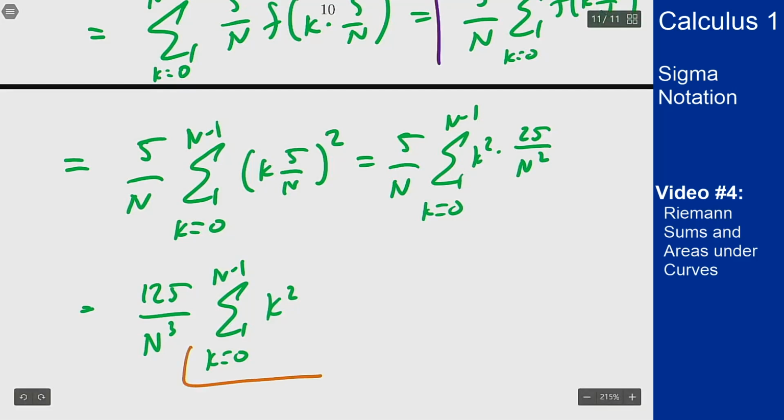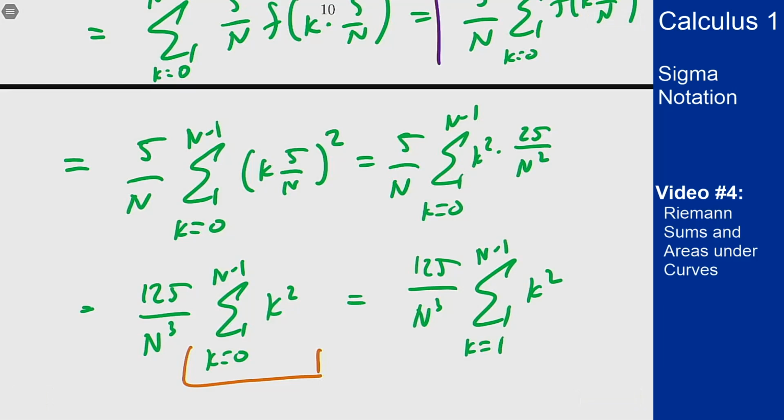Now I need to evaluate this. I can do that using our power sums. However, the power sums normally start at 1, not 0. However, because plugging in 0 gives me nothing, I can change the 0 to 1 at the bottom and not change the sum, because if k is 0, k squared is still 0. This is the same thing as 125 over n cubed, the sum from k equals 1 up to n minus 1 of k squared. Now I can apply my formulas at n minus 1.